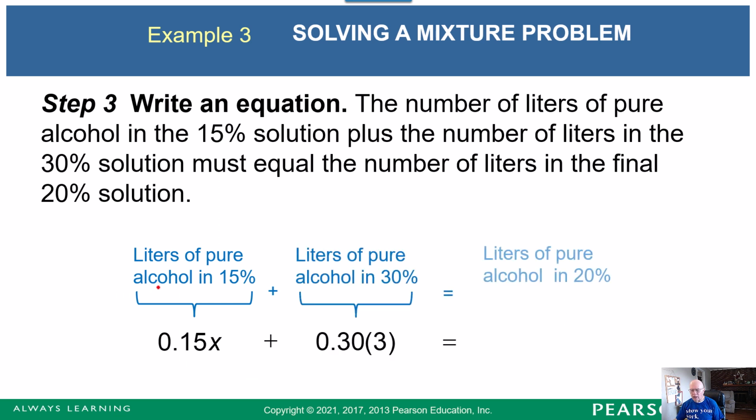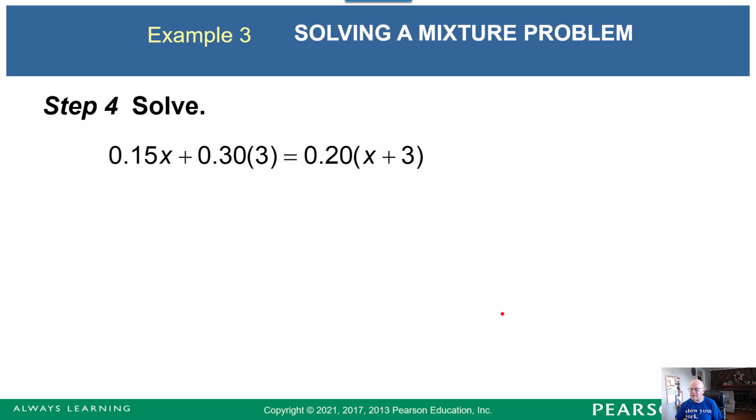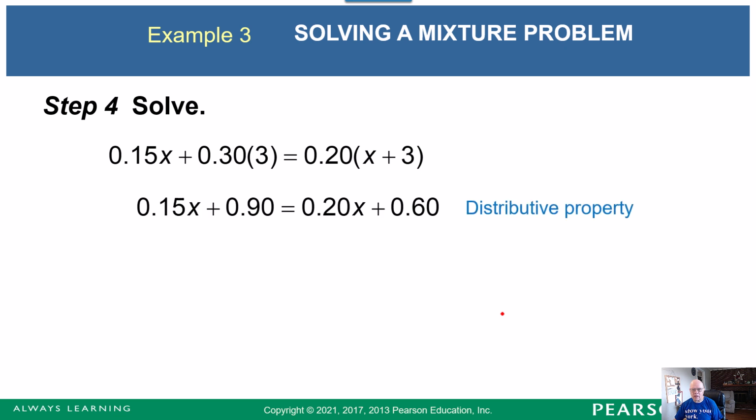So what we're doing is we're looking at pure alcohol. How much pure alcohol do we have in the first container? There we go. How much did we add of pure alcohol in the second container? And how much pure alcohol do we have in the final mixture? And then it's time to solve the equation. Use the distributive property on the right-hand side, multiplying by 0.2, and there you go. Get all the X's on one side, all the numbers on the other side. It doesn't matter whether you collect X's on the left or the right, that's up to you.